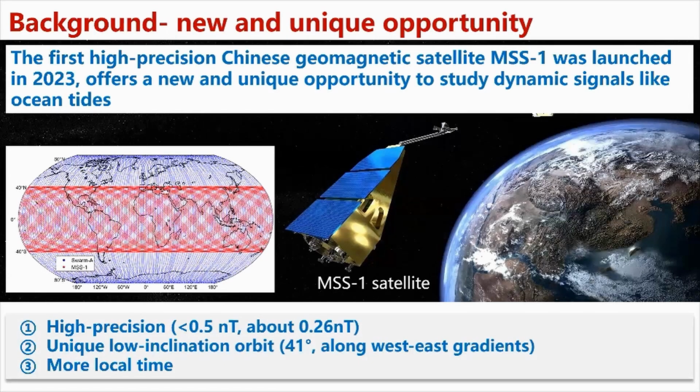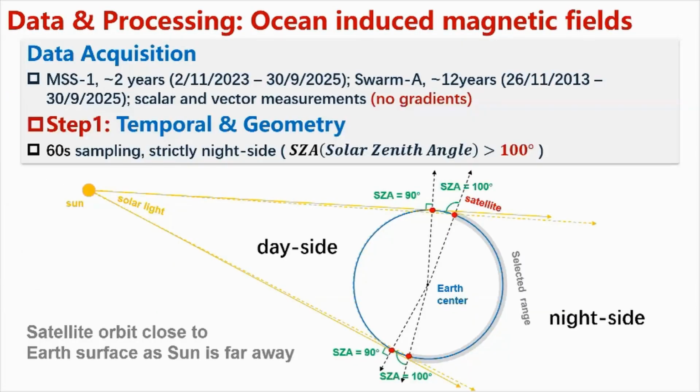Here, I want to share the properties of MSS-1 compared to other satellites. It has high precision, and also a unique low inclination orbit. And more important, it covers more local times. And here I jump directly to how we selected the data set.